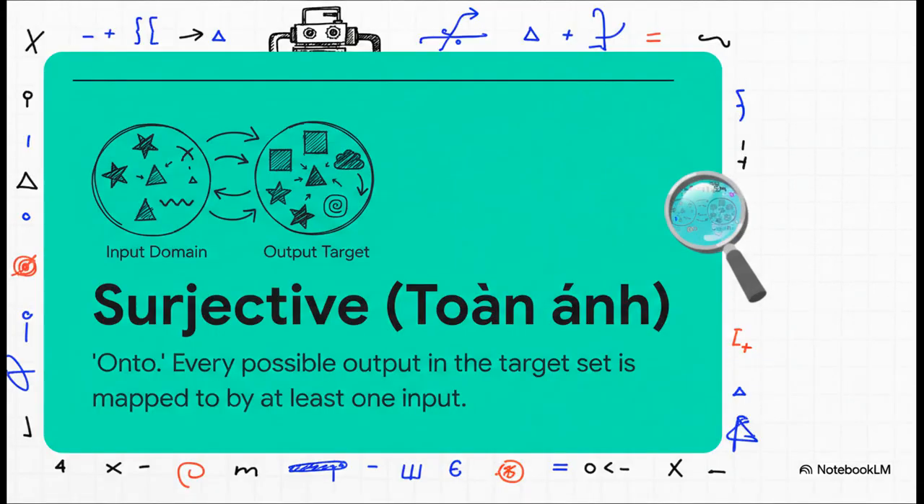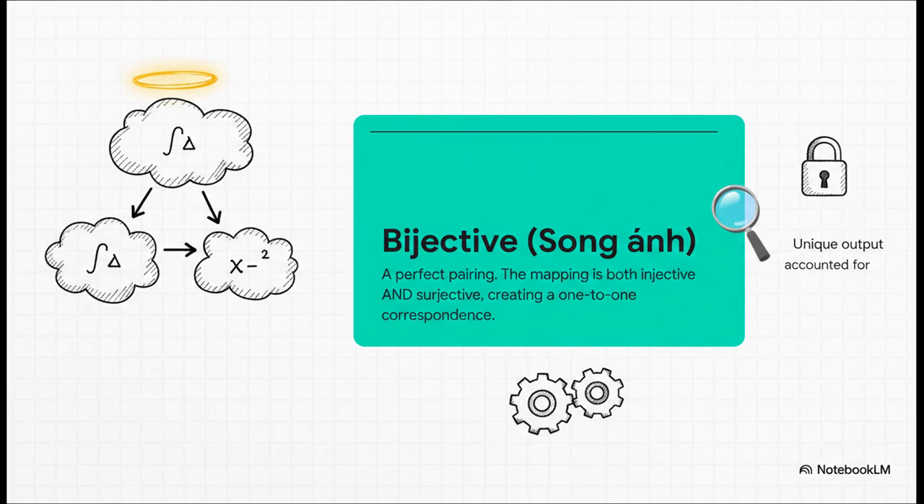Then we've got the surjective mapping. This one is our onto machine. This machine is all about coverage. It guarantees that every single possible output you could want is hit at least once. Nothing in the target zone gets missed. So what happens when you get a mapping that does both? One that's one-to-one and onto. You get a bijective mapping. And this, my friends, is the gold standard. It's a perfect pairing, a flawless one-to-one correspondence. Every input has its own unique output, and every output is accounted for. This is crucial for things like inverse functions, which are essential tools in the calculus toolbox.